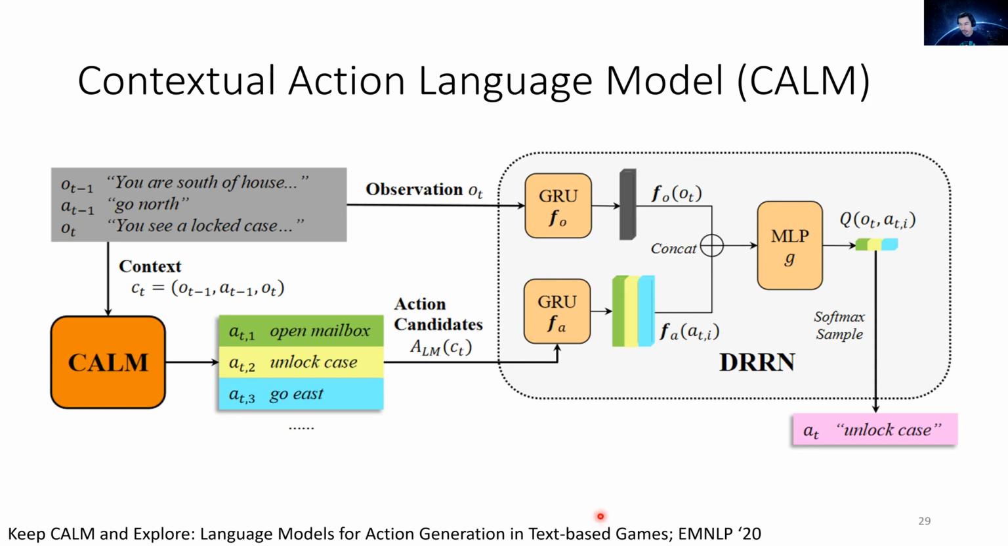It's also worth noting that the DRRN agent is trained to maximize game score as before, simply using the predicted actions now instead of the ground truth ones, but we are freezing the weights of this CALM model during reinforcement learning training so that its weights stay frozen.